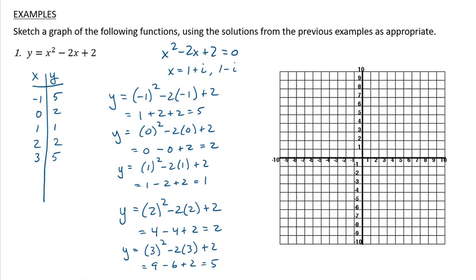So we'll go ahead and plot these points. And we know that we should see a U shape or a parabola emerge from our points that we plot. And so we see that shape there that we're going to go ahead and sketch in. And again, we're confirming that there are no x-intercepts. This graph is completely above the x-axis in this case.